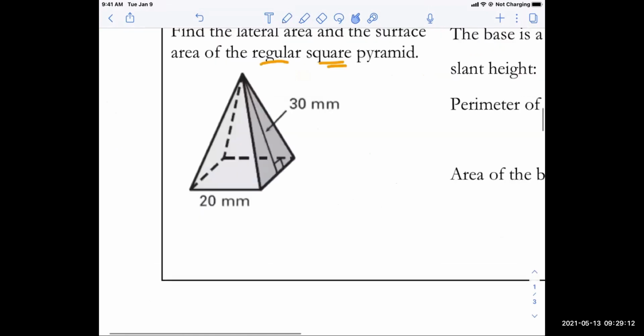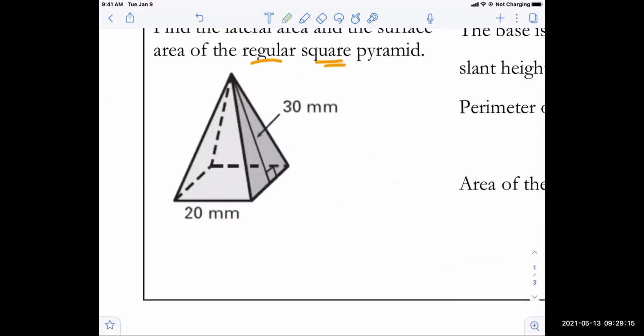Yeah. The base on a pyramid is going to be more obvious. So it doesn't have to sit on the bottom, but there's only one of them, and then all the other ones will be triangles. So even if I turn it sideways, the base is still the square. But it'll be more obvious with the pyramid than it was with the prism.